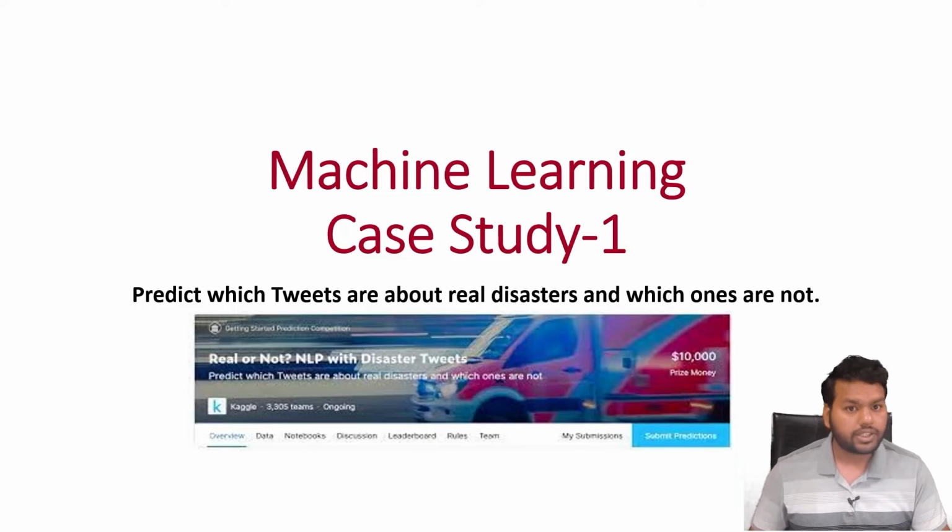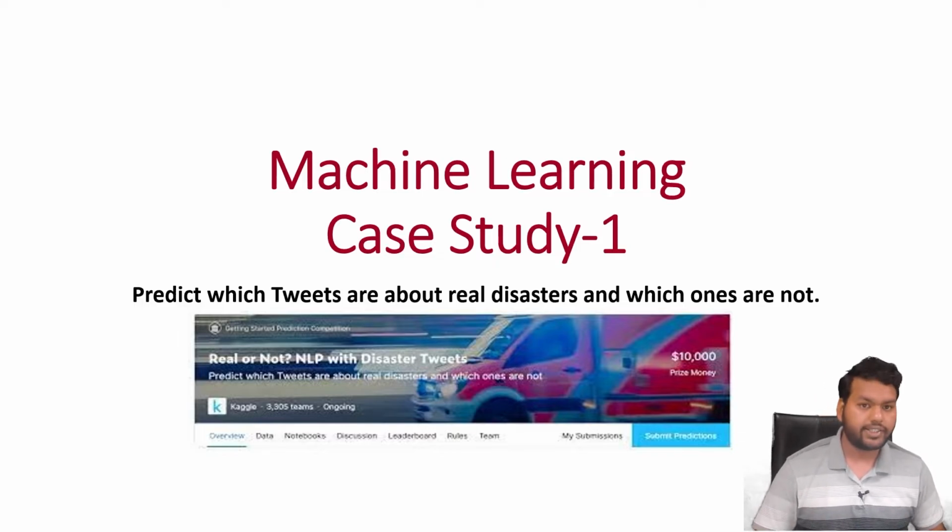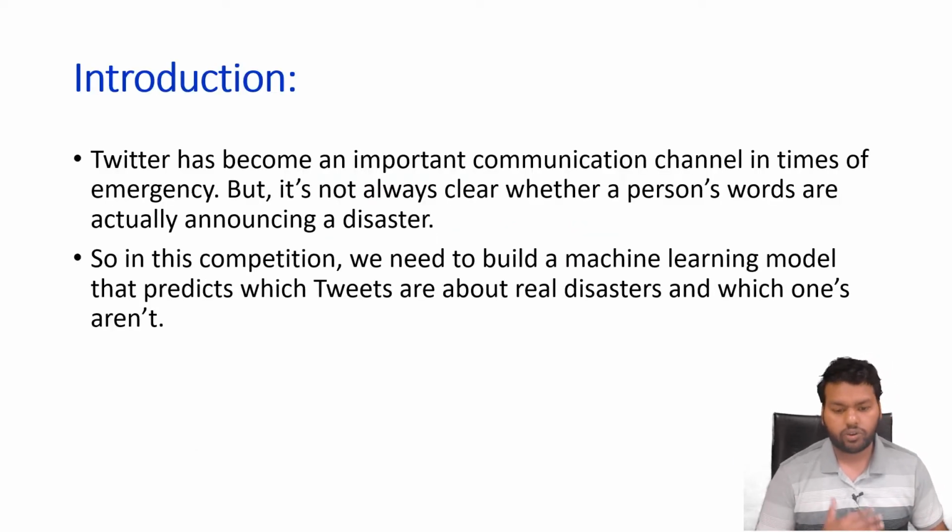So the objective of this case study is to predict which tweets are showing a real disaster and which are not. Once we are able to build this kind of model, we have enough flexibility to address real disaster situations and separate them from what people are posting just for fun. That's the non-real disaster, and we need not worry about that. I already explained the introduction: Twitter is an important communication channel in terms of emergencies. So we need to build a machine learning model which can predict which tweets are about a real disaster and which are not.